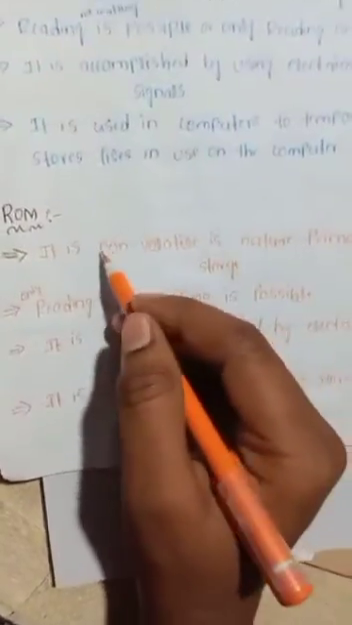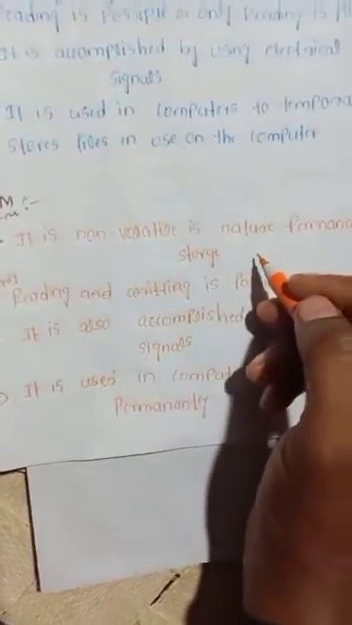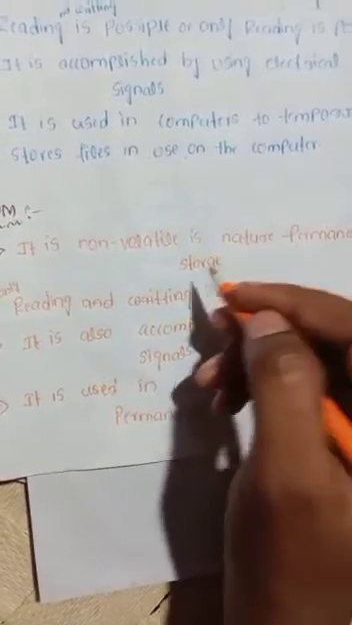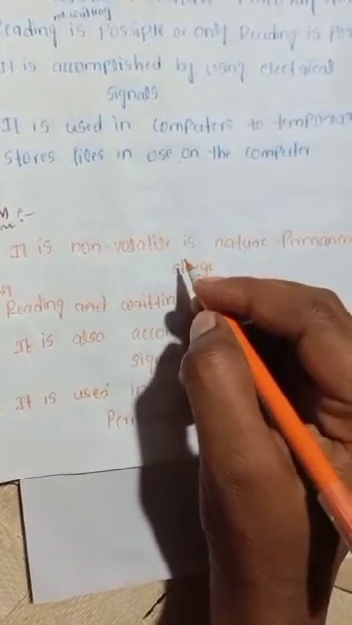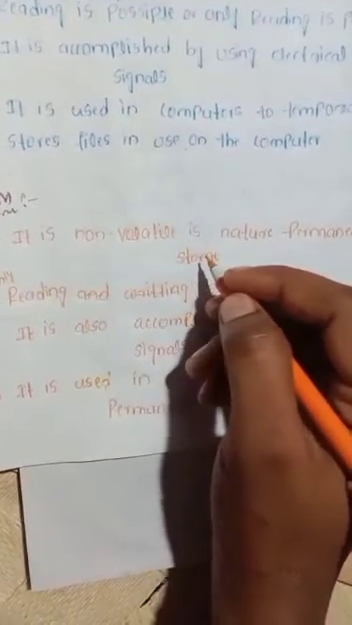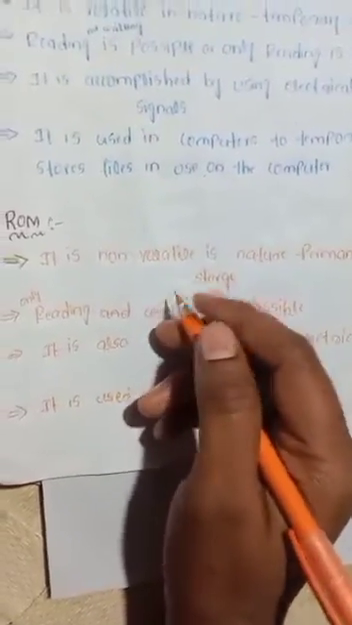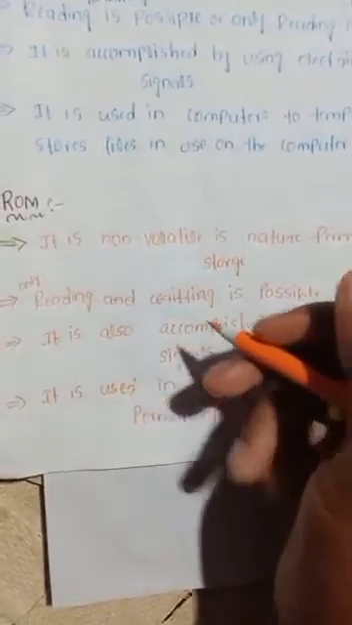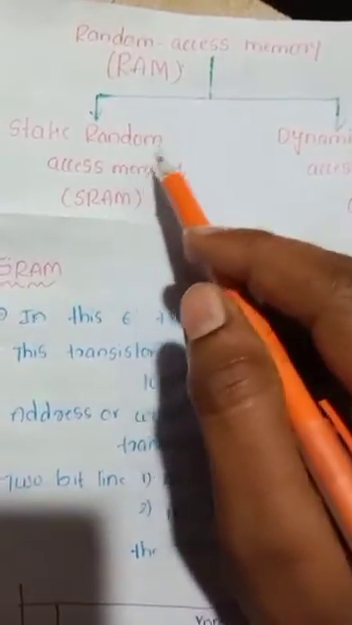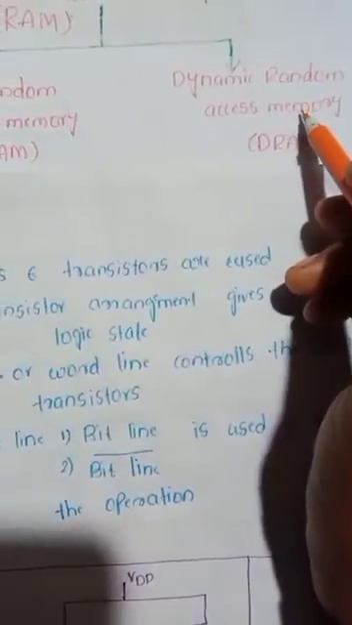The ROM, read-only memory, is non-volatile in nature, i.e. it stores the data permanently. Whether the power is on or off, the data stored in it is stored permanently. It performs only reading operation. It is used in computers to store the data permanently. The random access memory has two types. They are static random access memory and dynamic random access memory.